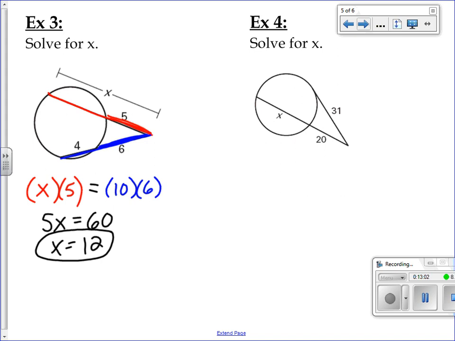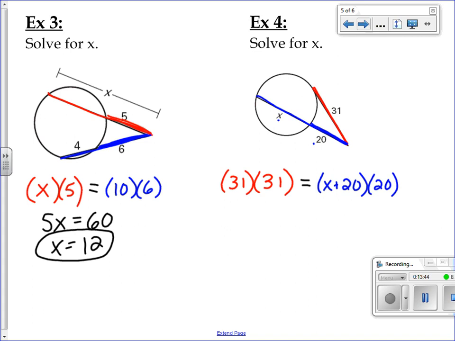All right. When you look at example 4, you'll notice you only have 3 parts. That's because you have a tangent and a secant. But we're still going to do the same exact thing. So I'm going to start with my tangent here. What's the total length of the tangent? Just 31. What's the outside length of the tangent? Again, it's 31. I'm going to set that equal to the total length of the secant. So that means I'm going to have to add x plus 20, since it doesn't give me a total length. And I'm going to multiply by the outer length, which is 20.